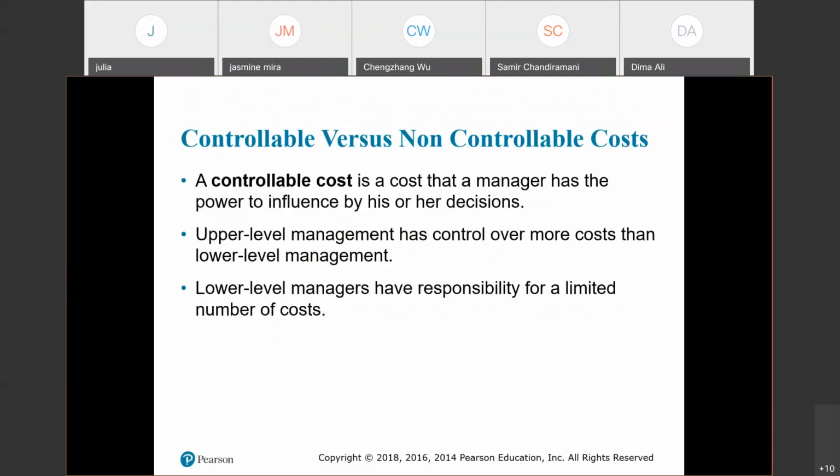Next, let's get to know controllable cost versus non-controllable cost. A controllable cost is a cost that a manager has the power to influence by his or her decisions. All costs are ultimately controllable at the upper level of management, but controllability decreases as responsibility decreases. This means lower level management has responsibility for a limited number of costs. Responsibility accounting attempts to associate the costs with the manager who has control over the cost.